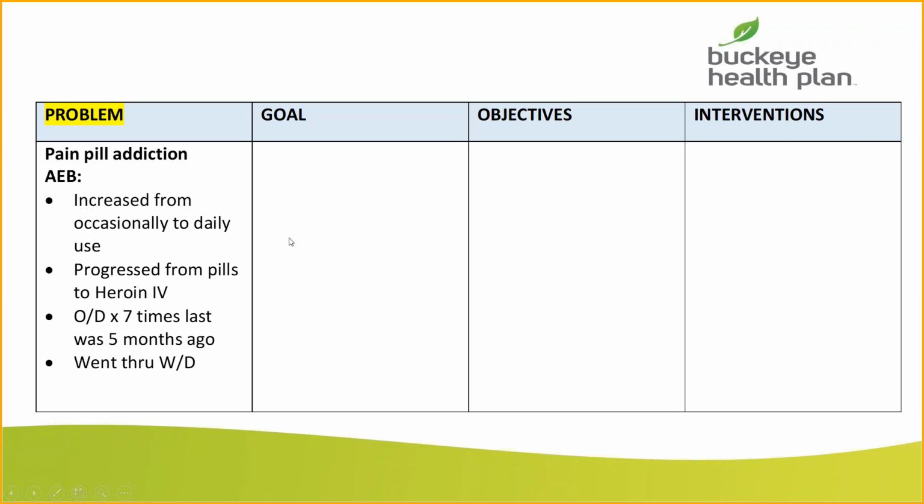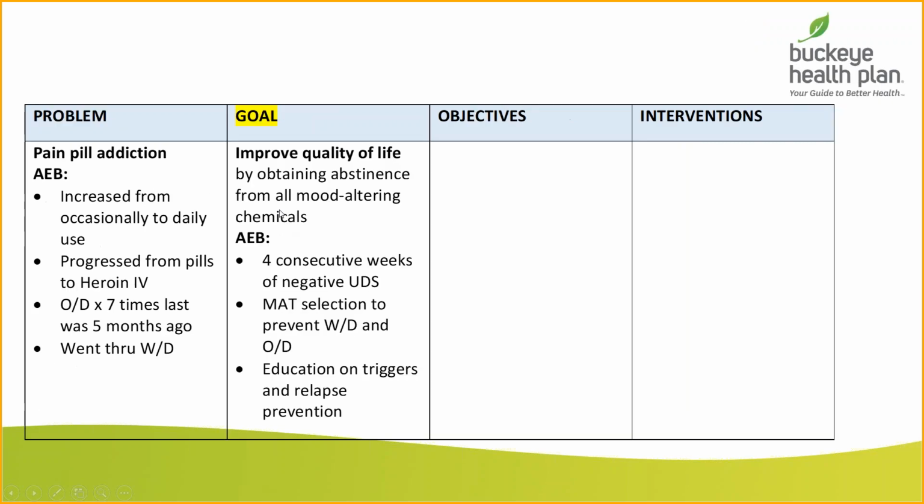So now let's put some goals together that will help us solve these problems. So the goals start out generic. They all do, lofty and generic. Improve the quality of life by obtaining abstinence from all mood-altering chemicals. Okay, that's the lofty generic part. But how will I know when I get there? Show me, as evidenced by what? Well, in treatment, we want this person to have 4 consecutive weeks of negative drug screens. When she can do that, we feel that her quality of life will improve.